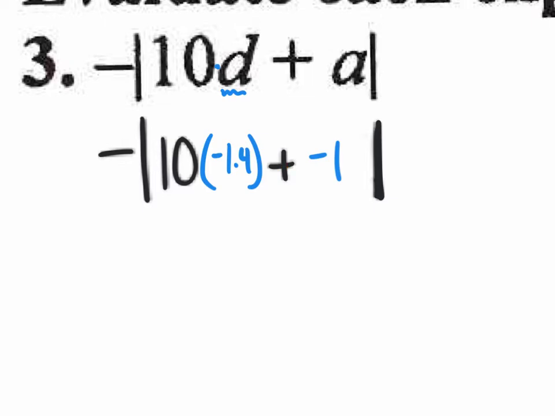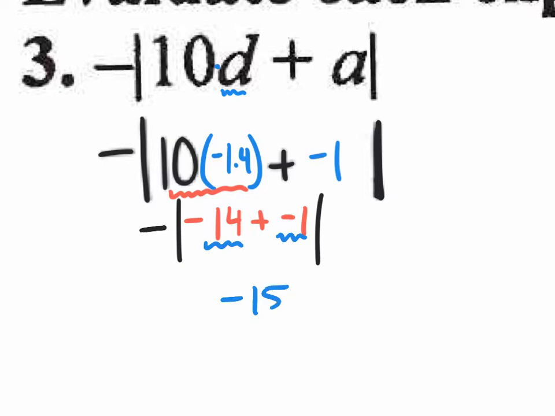10 times negative 1.4 is negative 14. Whenever you multiply by 10, it simply moves the decimal one space over to the right. So that becomes negative 14. And we still have the plus negative 1, and that is still inside the absolute values, and there's still a minus sign on the outside that comes down in front. Now, what is negative 14 plus negative 1? That's negative 15, and that is still inside the absolute values, and there's still a negative sign out in front.